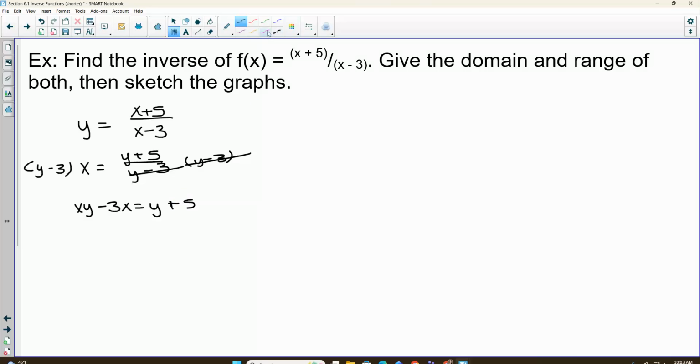So I'm trying to solve for y. I have y in multiple places, so we need to get those on the same side, and everything without a y on the other side. So I'm going to subtract over this y and add our 3x.